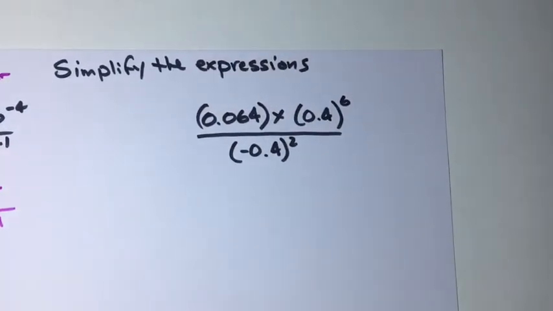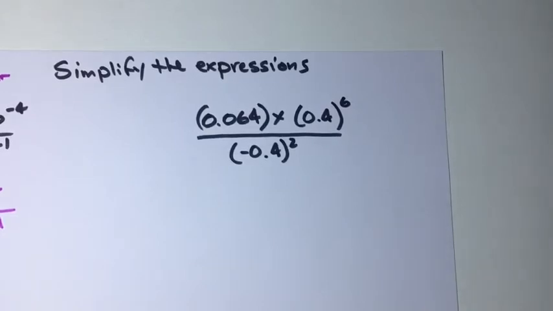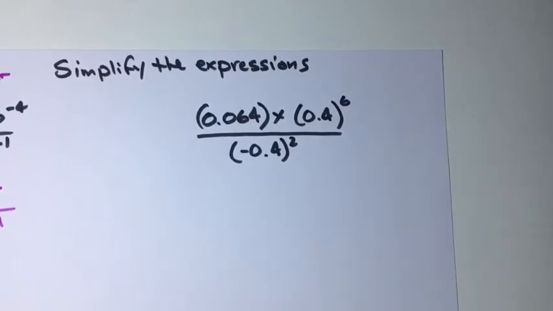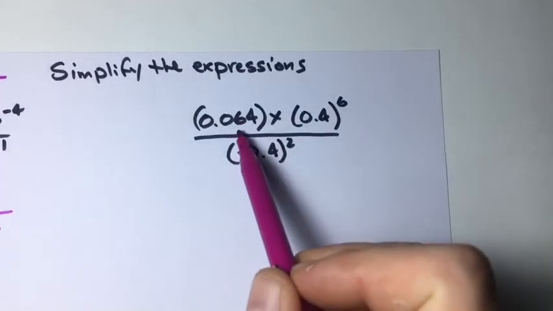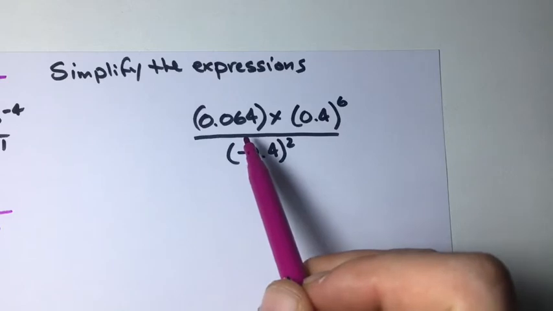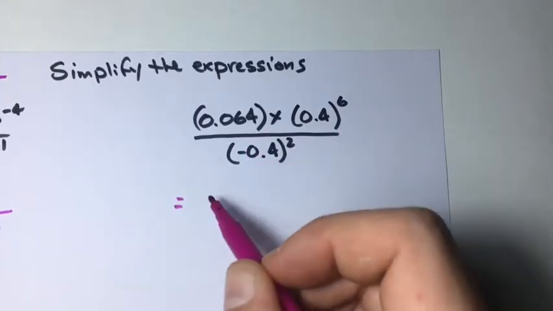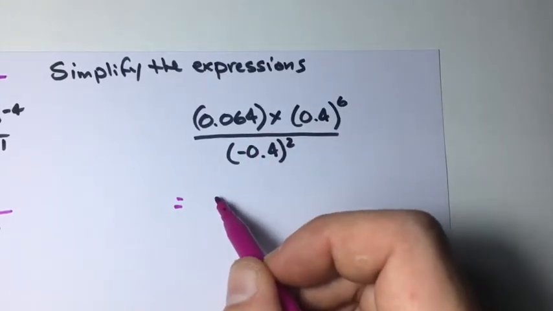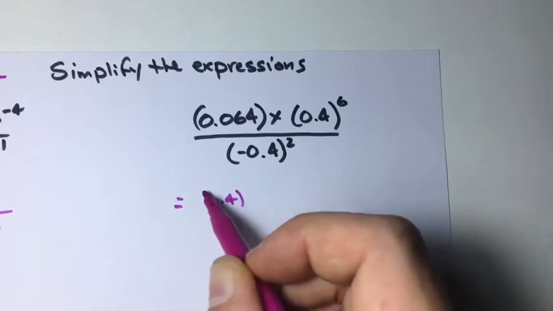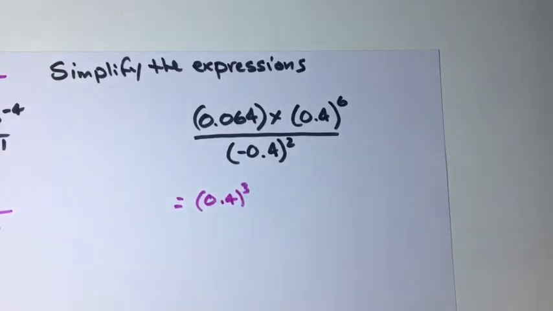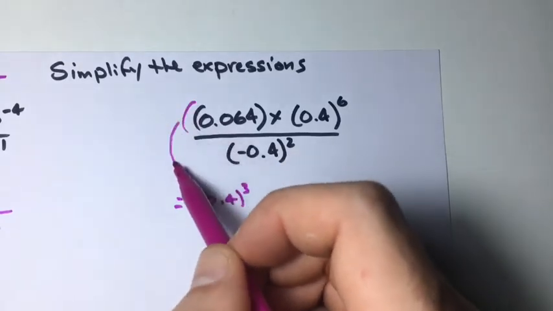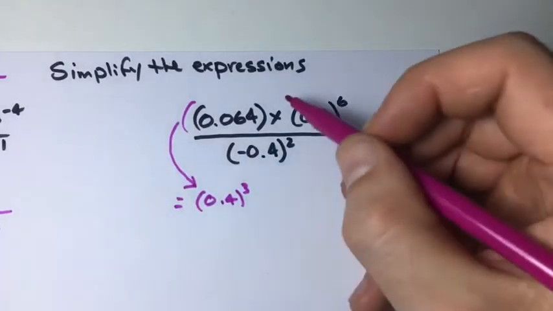In this example, we have a lot of decimals and the negative base. 0.064 times 0.4 to the 6 all over negative 0.4 to the power of 2. Now, what we know about our number here, 0.064, is that 0.064 is the same thing as 0.4 raised to the power of 3.